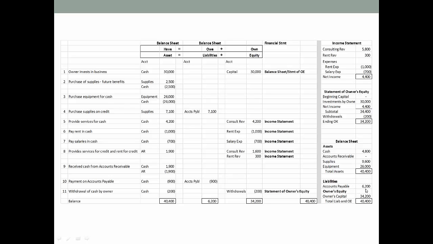We can see that our accounts payable is $6,200. We started out with the amount of $7,100 and we paid off $900 of it. So now our balance in accounts payable is $6,200 and our owner's capital, we calculated that above, and so we have it from above, and so we can see that the balance sheet represents the accounting equation. Total assets are equal to liabilities plus owner's equity. So total assets equal liabilities plus owner's equity.